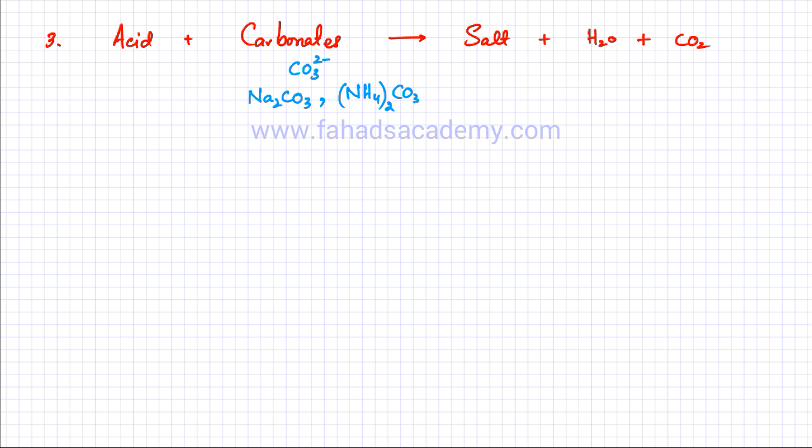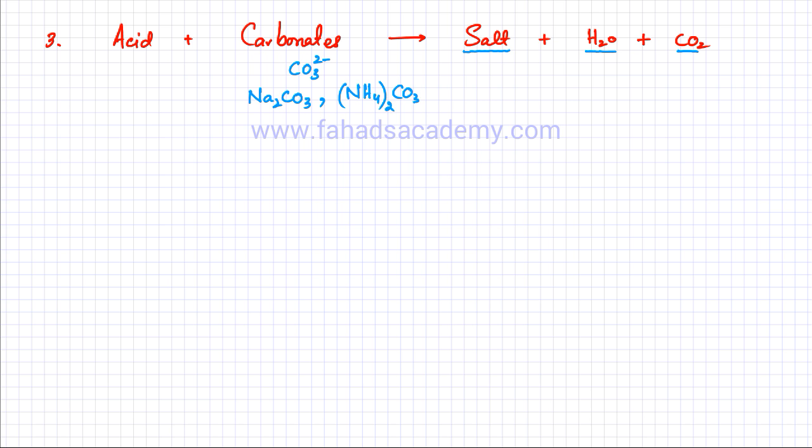So acids are going to react with carbonates to produce salt, water, and carbon dioxide. The salt is going to be produced in exactly the same way. The only difference now is that in addition to water, you also have carbon dioxide. So water and carbon dioxide are the two additional products. The only thing that you need to figure out is the salt that's going to be produced.